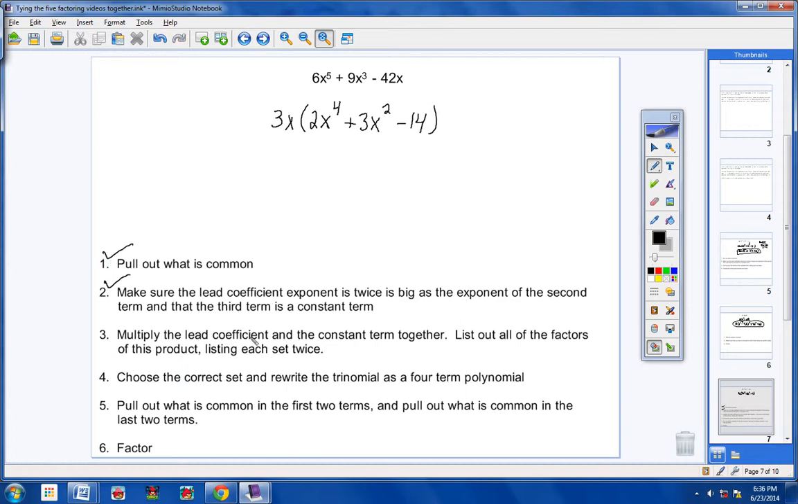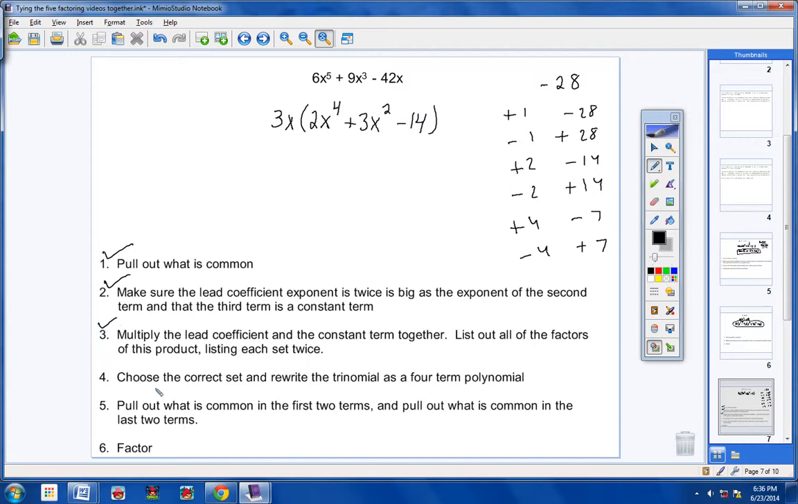Step 3, multiply the lead coefficient and the constant term together. List out all of the factors of this product. List each set twice. Here's your lead coefficient 2. Here's your constant term here. Multiply those two together. 2 times negative 14 is a negative 28. Now let's list out very quickly all the factors of 28. Now notice it's a negative 28, so I would want a positive times a negative and a negative times a positive, and so on and so forth. So I did step 3.